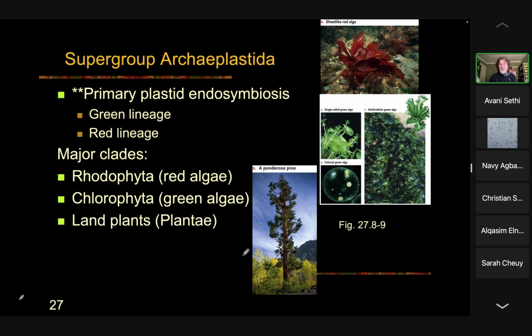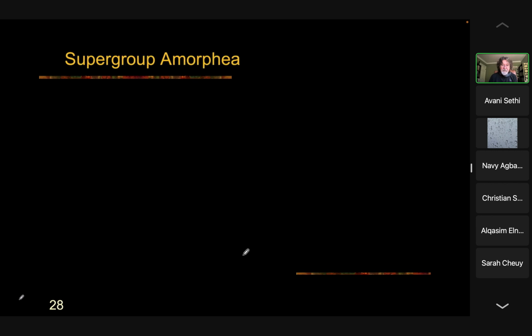Okay, and then of course Plantae, the land plants. And when we talk about land plants, they're terrestrial. Okay, they grow on land. There are water plants that have returned to water, but we don't find land plants growing in the ocean. This is totally fresh water and also on land. Okay, and that's where we're going a little bit later here.